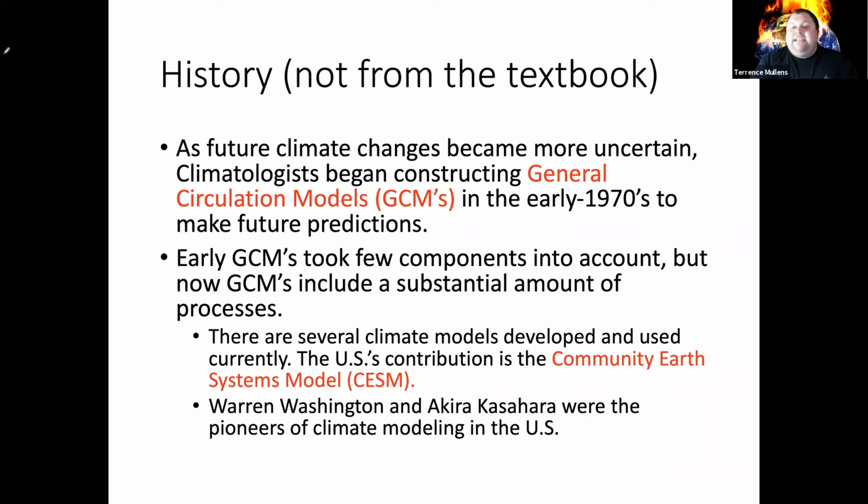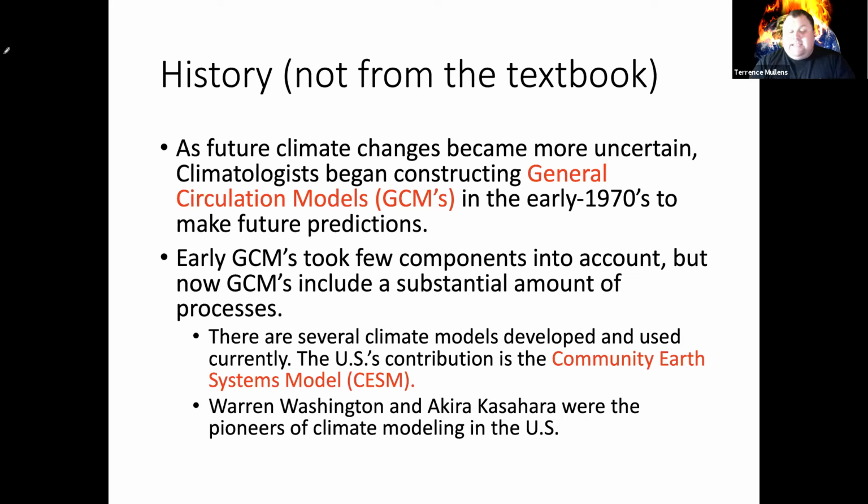The United States, our climate model is what's called the Community Earth Systems model. I actually had the honor of working on it for my master's thesis. I worked on just one small component of it. But that just goes to show how complex the model is today.